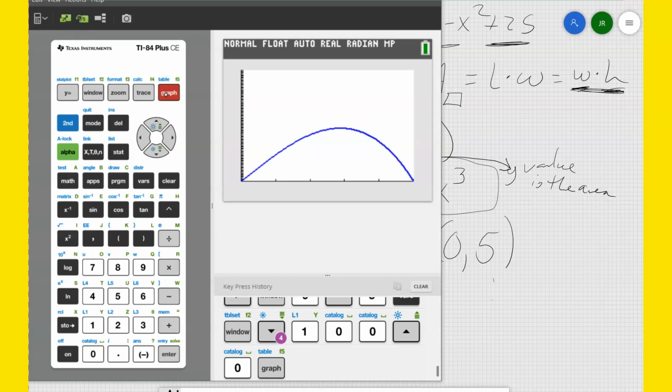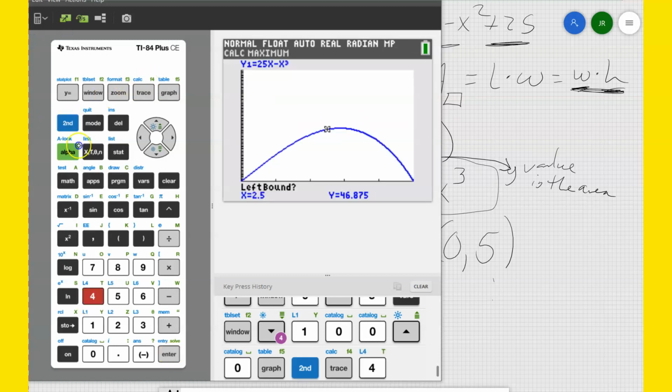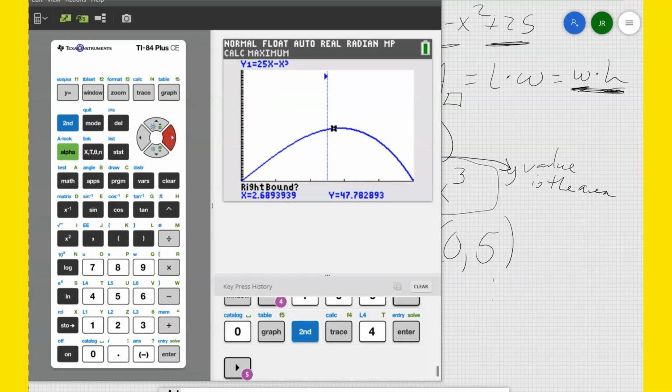And I have this pretty cool looking graph right here where the maximum is found right here at the top of this interesting looking curve. So I'm going to find the maximum by hitting second calc, option 4. That's good for my left bound. My right bound, I can click to the right until I know I'm to the right of the peak of that curve. So that's good for the right bound. Hit enter again. And my maximum is 2.89, 48.11.